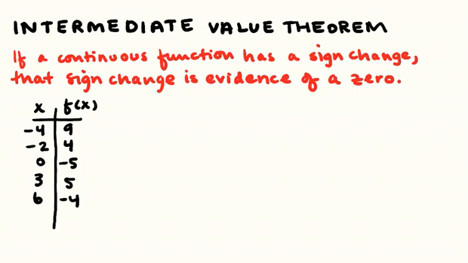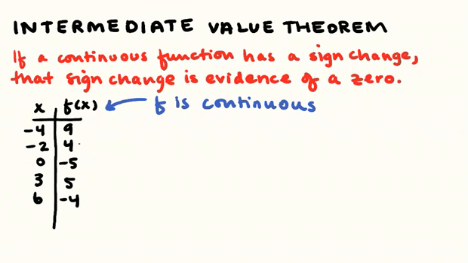So maybe I'll just write that: f is continuous. And we're going to see, when does it change signs? It goes from 9 to 4, so it's still positive. It doesn't mean that there's not a zero between -4 and -2, because you don't know what's happening. It could go from 9 all the way down to -100 and then back up to 4. You don't know.